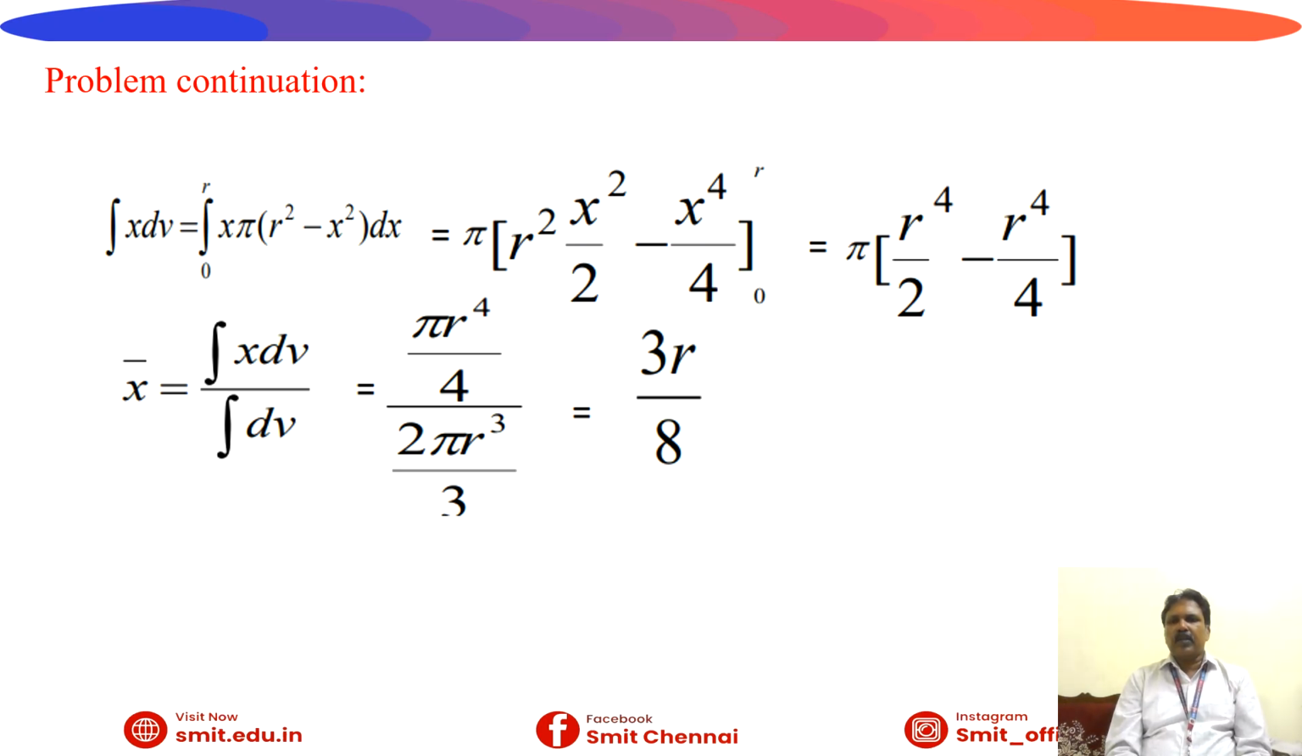Then x bar is nothing but you have to use the formula. Already in the previous slide we have discussed the formula. Integral of x dv by integral of dv is equal to pi r power 4 by 4 divided by 2 pi r cube by 3. Finally, upon simplification, you will get 3 r by 8.